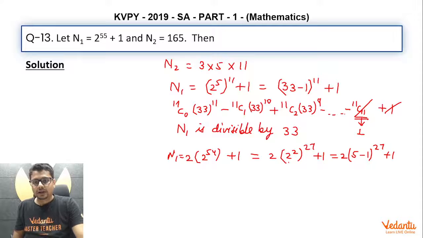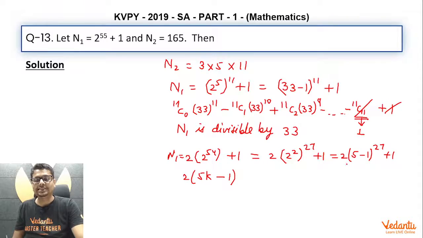Now again, as you expand using binomial theorem, you would get all terms which are multiples of 5 except the last term, which would essentially be minus 1. If you see carefully, first you will be giving 27 power to this term 5 and 0 power to minus 1, divisible by 5, and so forth. The second last term would involve giving a 1 power to 5 and 26 power to minus 1, again divisible by 5. And the last term involves giving all 27 power to minus 1 and 0 power to 5.